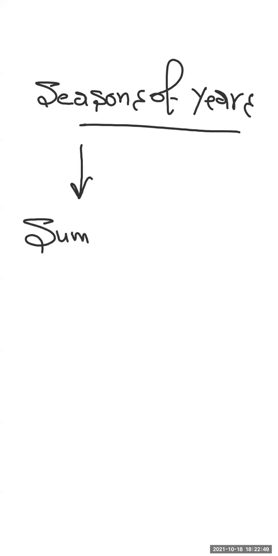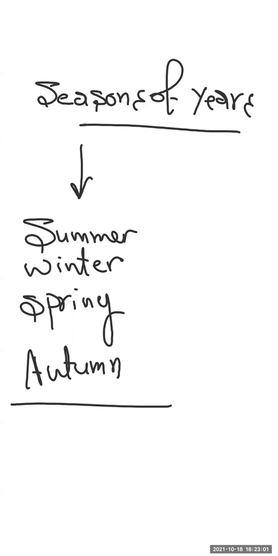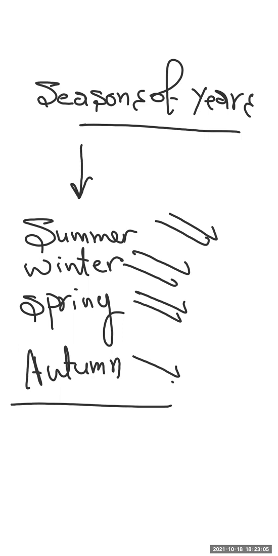So actually we have to list down the names of the seasons of the year. So in this question, the answer will be: the elements are summer, winter, spring, and autumn. So the elements are summer, winter, spring, autumn.